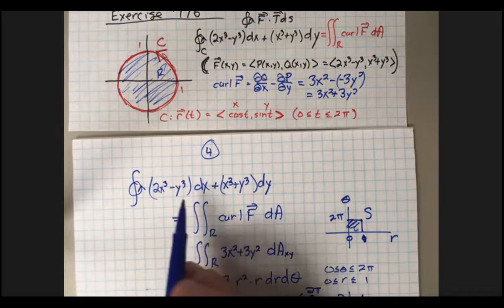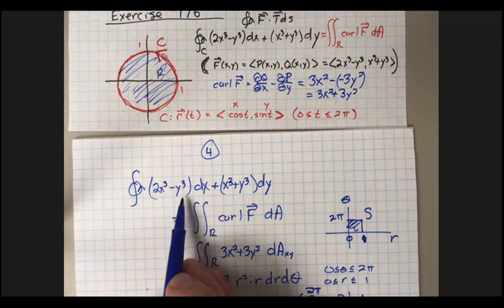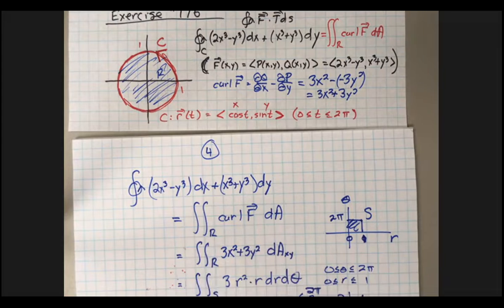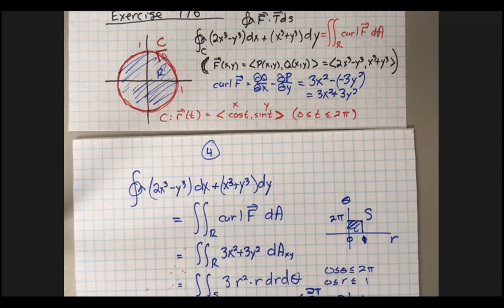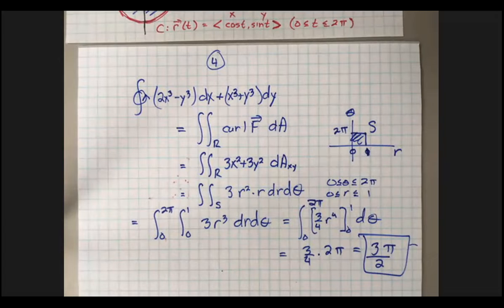And that is the circulation of this field along that curve. It's a positive circulation. So it seems like the wind is most often at my back, or the field is most often assisting me along that curve, or more field is flowing along that curve than against that curve. Excuse me, I didn't move my paper up.